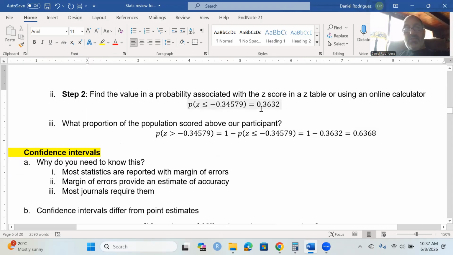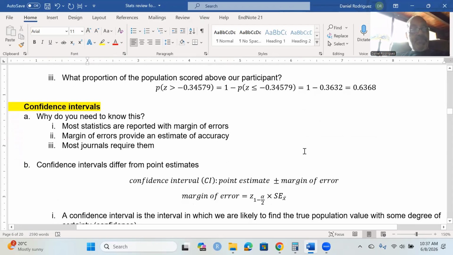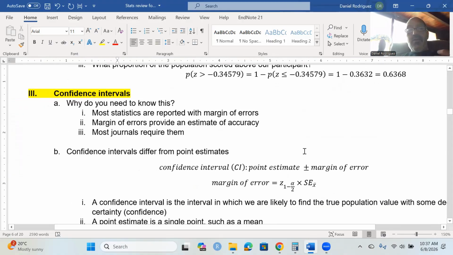So this person's percentile was 0.3632, or she scored at or above 36% of all individuals. Then what proportion scored above her was just 1 minus that, with the rule of complementary events, so 0.6368. All right. So you see how I went through that process.